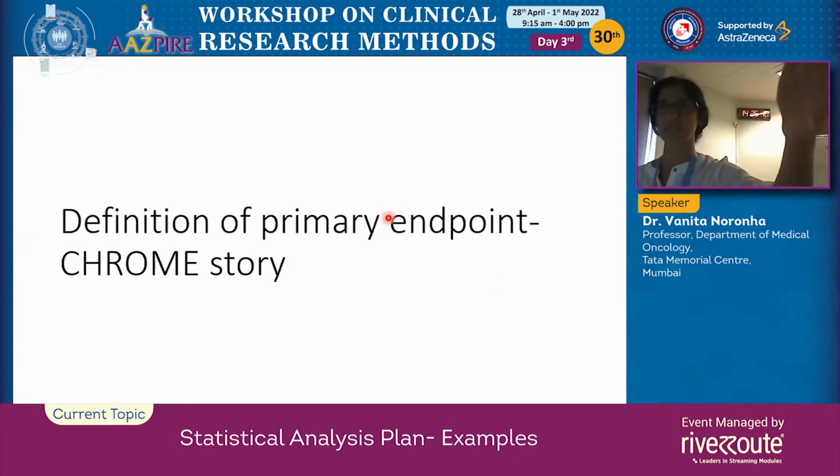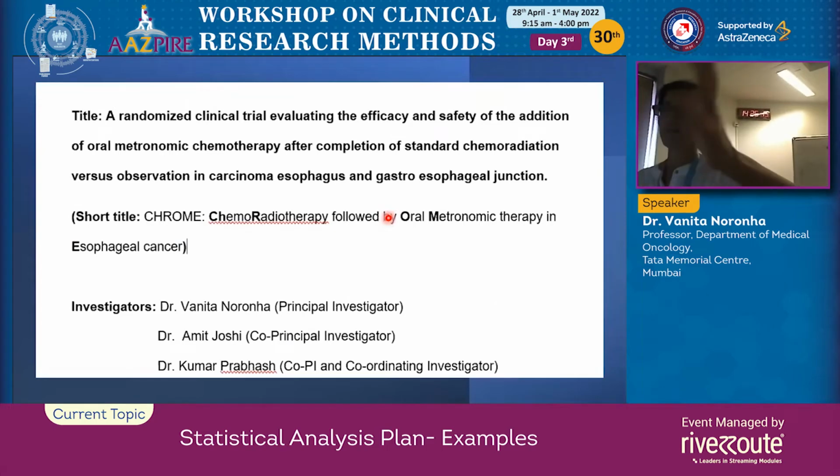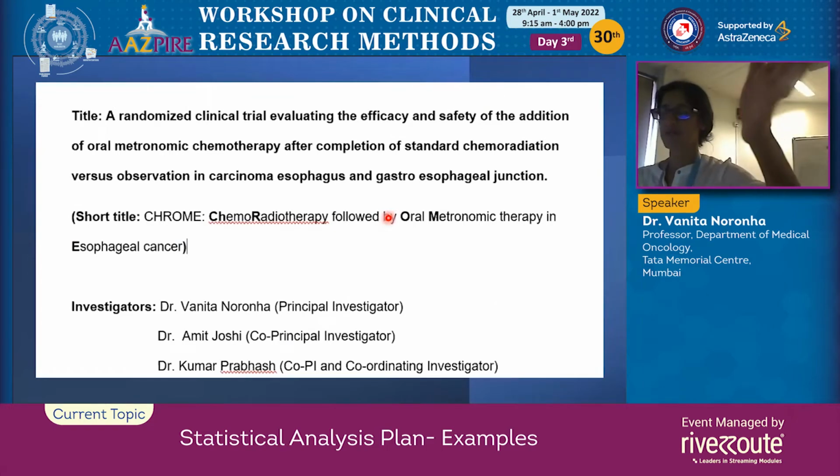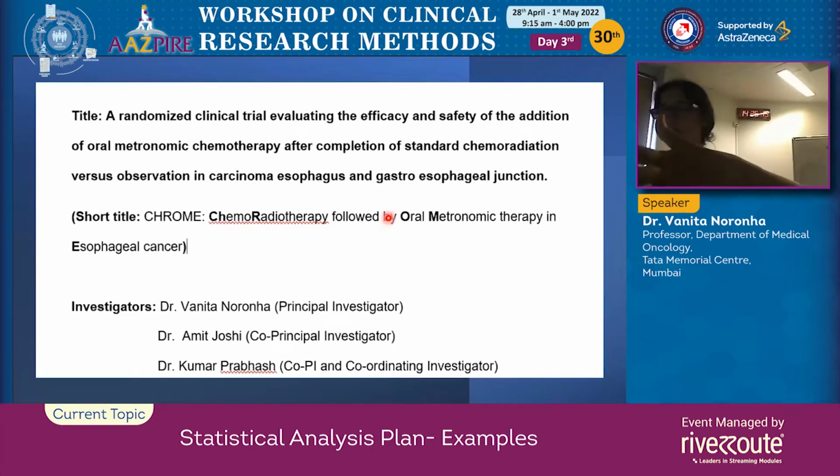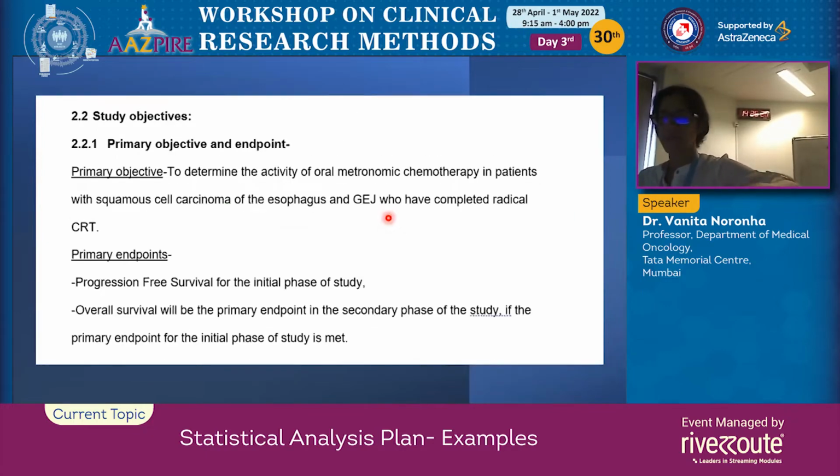This is similar to the study that you are doing, Babita. So the CHROME study is a randomized clinical trial evaluating the efficacy and safety of the addition of oral metronomic chemotherapy after completion of standard chemo-RT versus observation in CA esophagus and GE junction cancers. So this was the protocol. This was our primary endpoint.